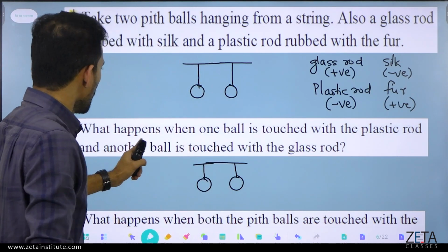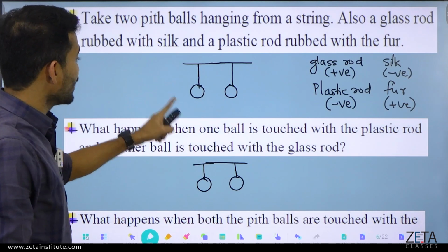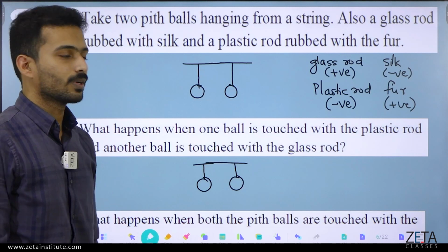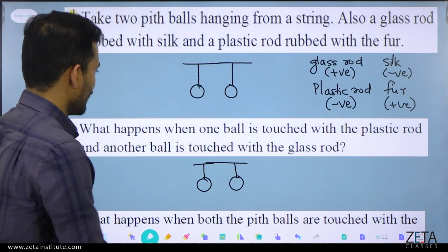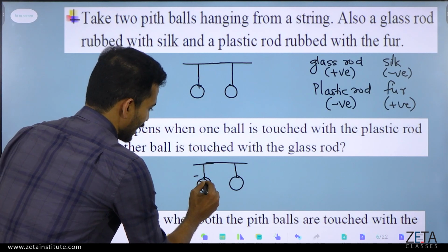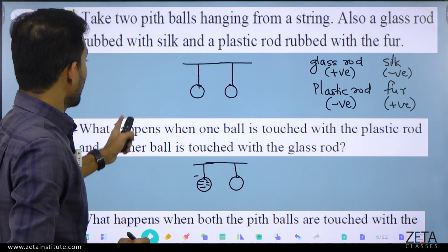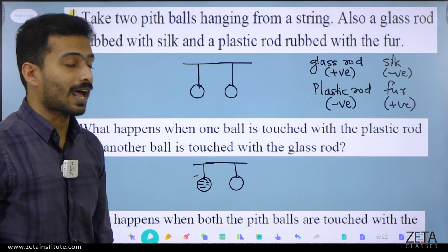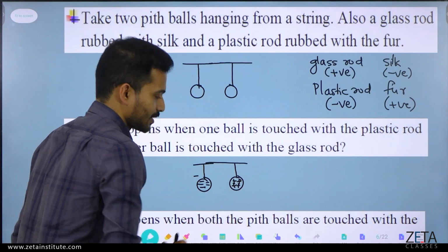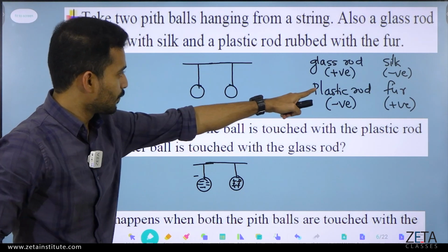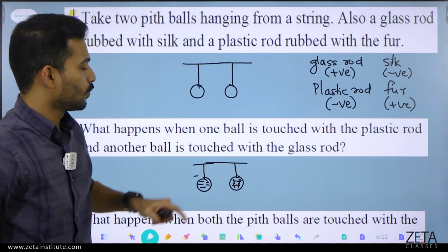Then what is the next step? What happens when one ball is touched with the plastic rod and another ball is touched with the glass rod? The ball touched with the plastic rod will get negative charge. Then the other ball is touched with the glass rod, and it is positively charged. So we are touching the plastic rod with one ball and the glass rod with another ball.